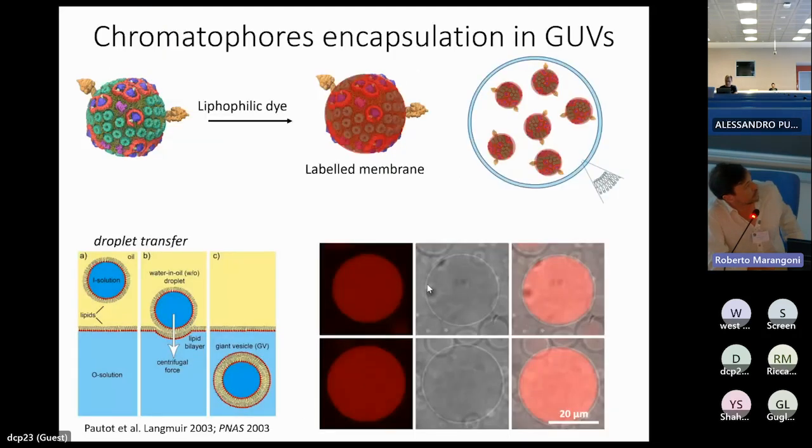And then at the end, what we have to try to do is to encapsulate these in a giant vesicle. To be sure that this happens, we labeled the membrane with a lipophilic dye, and then we put these in the internal volume of our droplet solution. Then we created the vesicles with the chromatophores, and we observe a red fluorescence inside the vesicle. That means that the chromatophores are encapsulated inside the vesicle. They are homogeneously dispersed inside the vesicle.